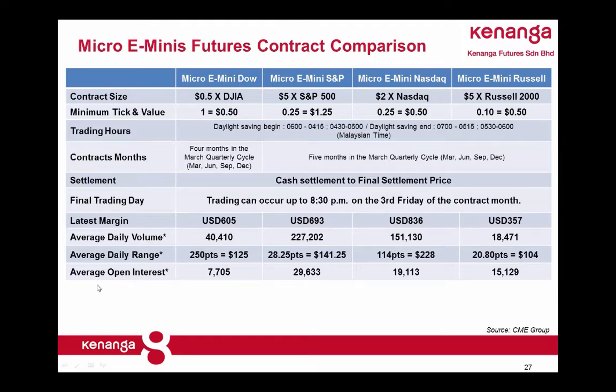Open interest on average basis, as predictable, is highest for the S&P 500 micro E-mini contract, followed by Nasdaq, and then Russell. Then last will be the Dow micro E-mini contract.